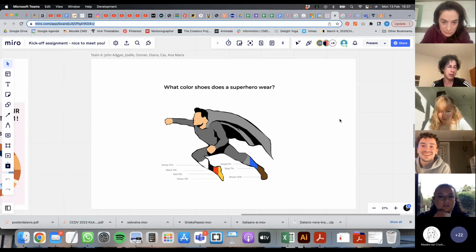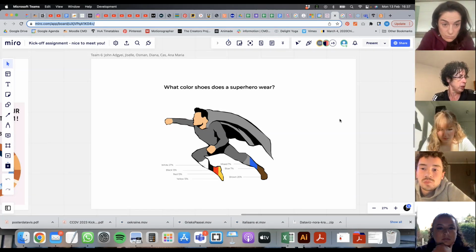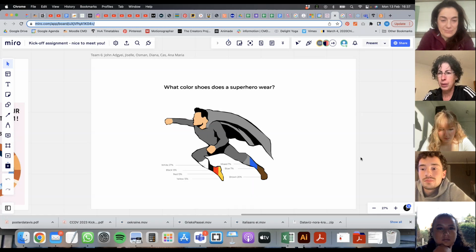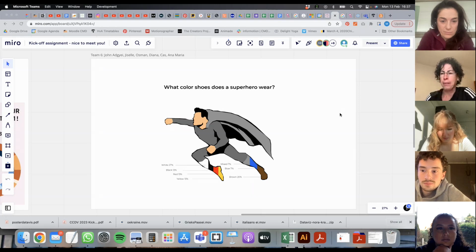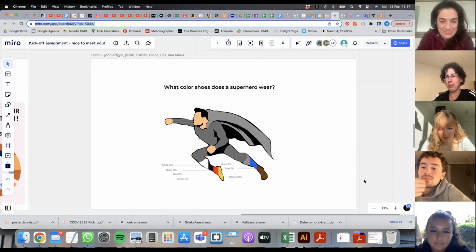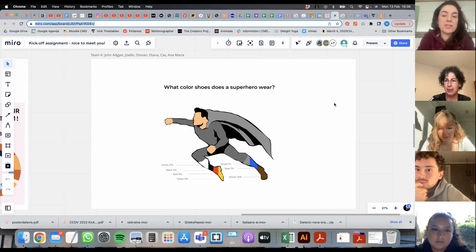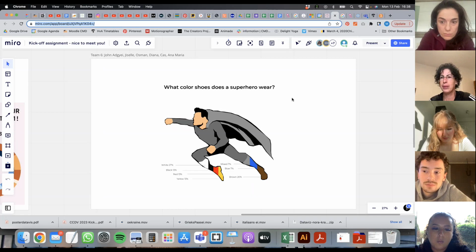Our teammate, Kes, I think I can pronounce his name like that, had this idea of using the data from the superhero and the shoe color. And he's also the one who did the illustration. Cas is the one who did it. I think Cas is not here. He is. His connection is really bad. That's what he's saying. Oh, okay. I cannot see the chat.